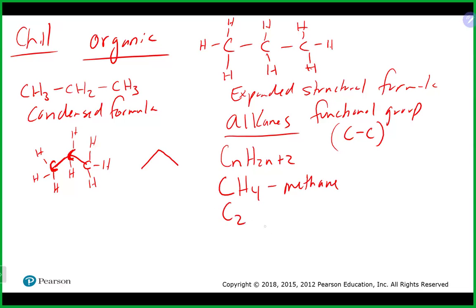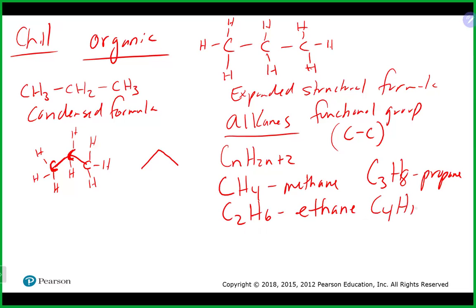If we had 2 carbons, 2 times 2 is 4, plus 2 is 6, and that is known as ethane. With 3 carbons, 3 times 2 is 6, plus 2 is 8, and that would be propane. You could continue on through those first 10 that we talked about. As I mentioned last time, everything goes back to those first 10 names, so it's really important to understand the names, the formulas, and how many hydrogens and carbons they have.